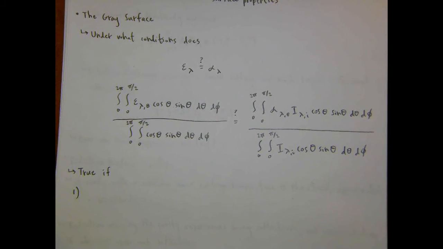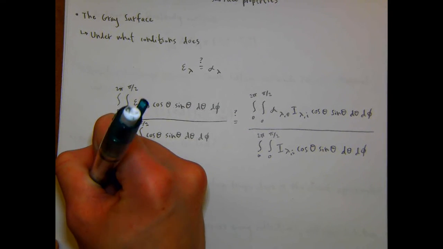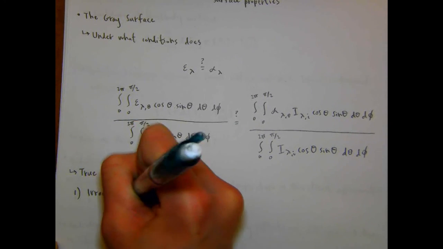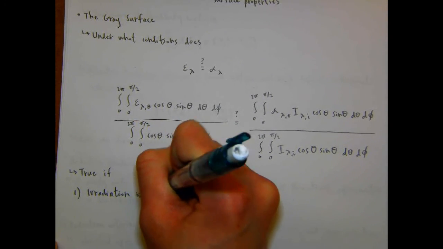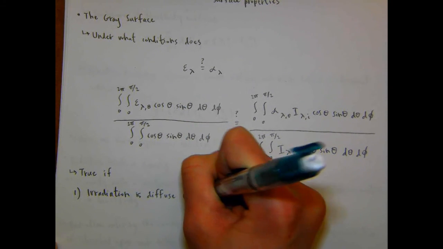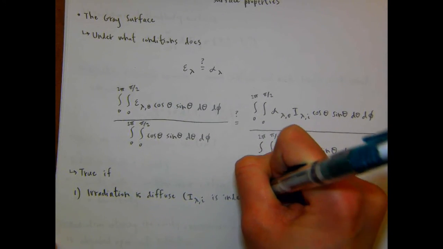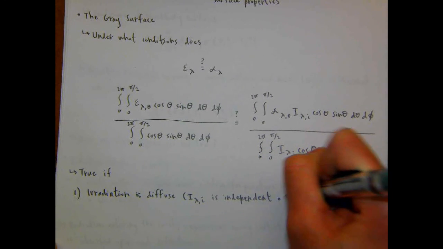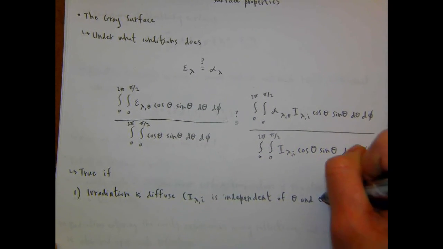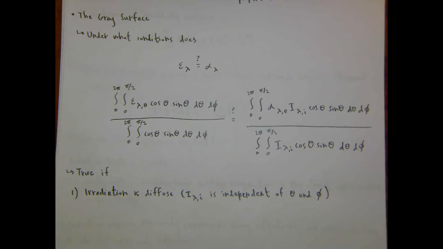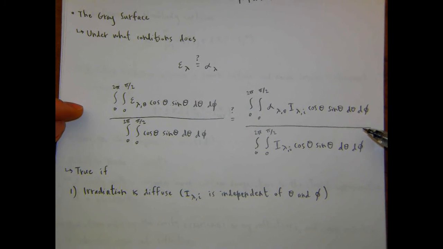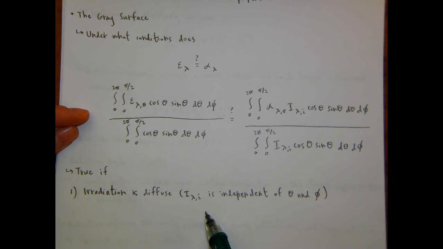Okay, so the first is they're true if the irradiation is diffuse. So that enables us to say the spectral intensity of the irradiation is independent of theta and phi. So we really needed to write these out in order to look at them and understand why this condition allows them to be true.